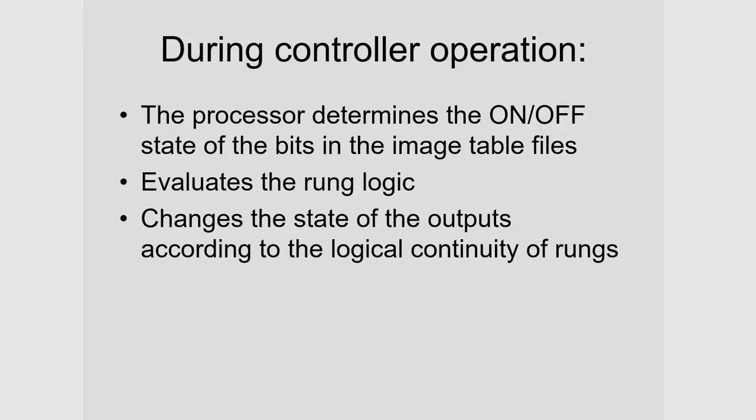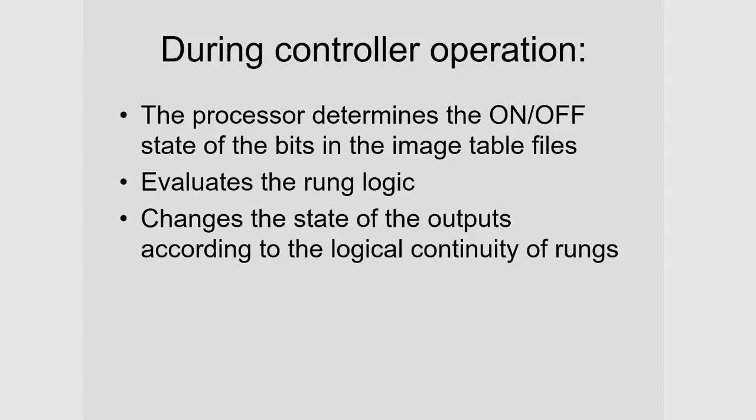During controller operation, the processor determines the on-off state of the bits in the input image table files. So it kind of goes like this. You got the switch in the field, it's opening and closing. Depending on if that switch is open or closed, there'll be a 1 in that bit position of the input image table. If the switch is closed, there'll be a 0 if the switch is open.